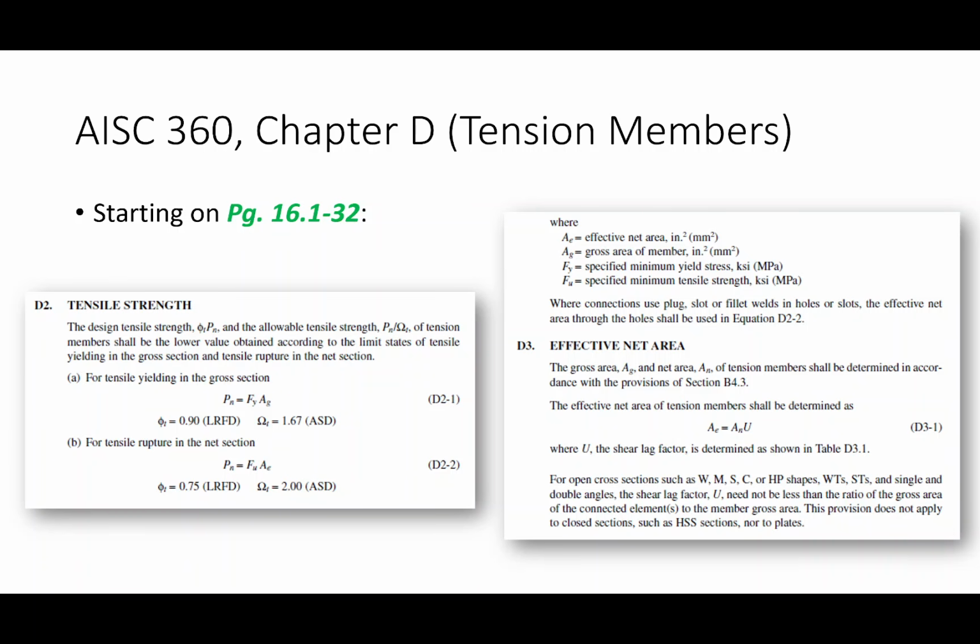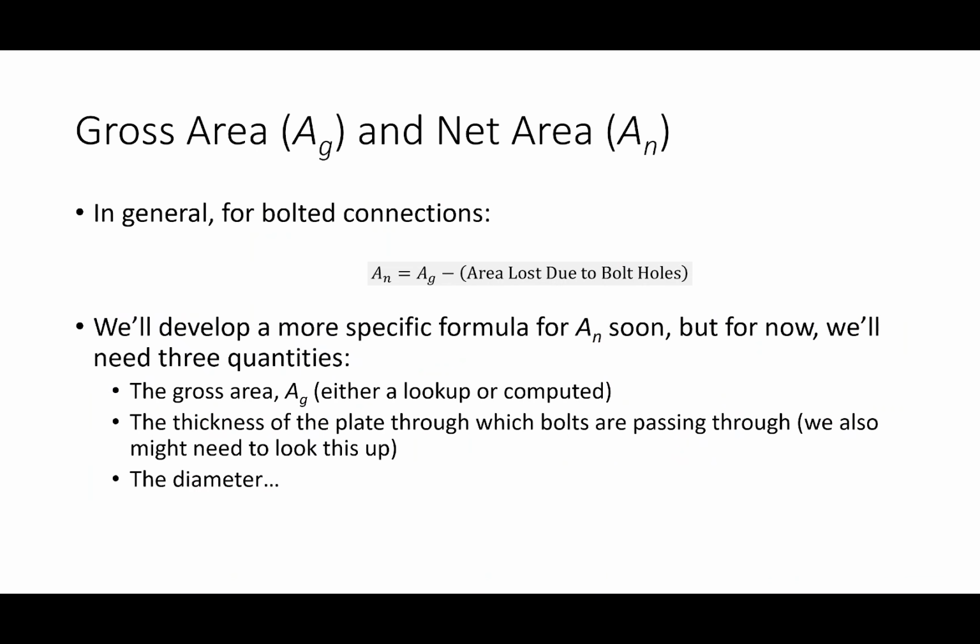There's been stuff removed. So if we want a big picture idea for net area, in general, if we have a bolted connection, we can say the net area equals the gross area minus whatever area we have removed from the connection due to the presence of bolt holes. Right? Does that make sense? So don't worry, we're going to develop a specific formula for net area later.